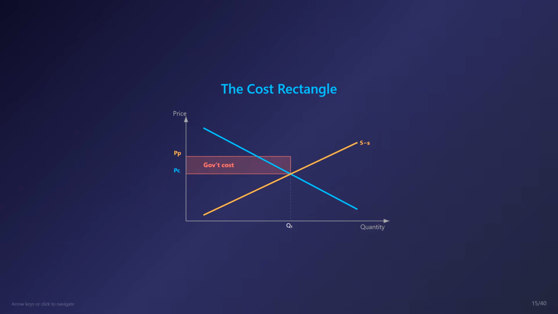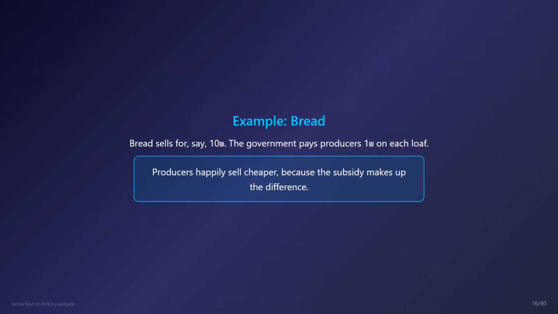On the graph, that cost is a rectangle, just like the tax revenue rectangle, but now it's money flowing out. Its height is the subsidy, from PC up to PP, and its width is the quantity. That area is what the subsidy costs the public. Let's make it concrete with bread. Say bread sells for around 10 shekels, and the government pays producers 1 shekel on each loaf. Producers are happy to sell more cheaply because the subsidy makes up the difference for them.